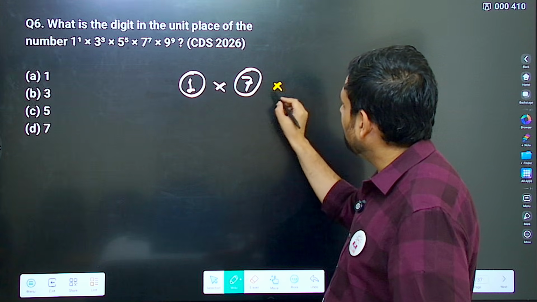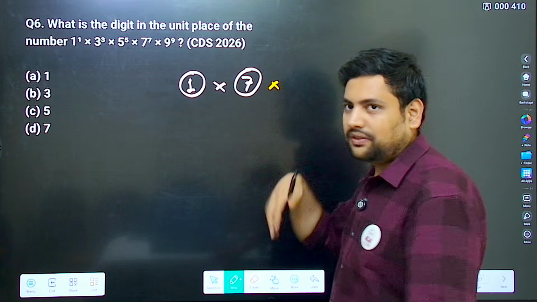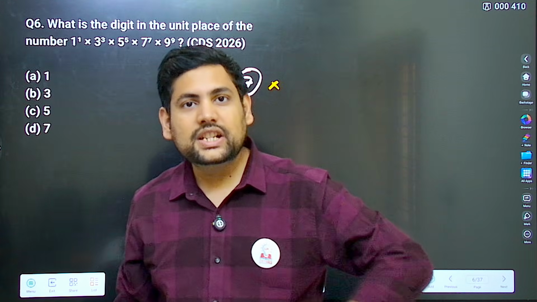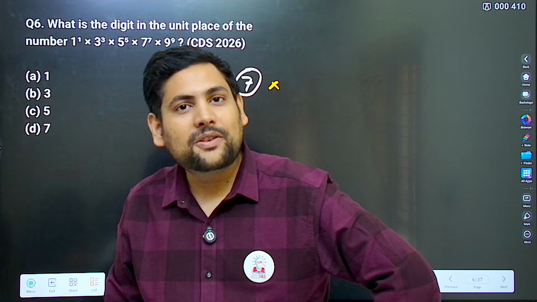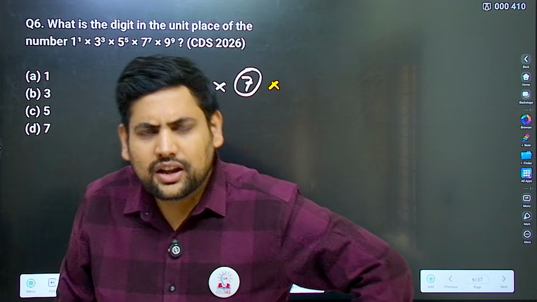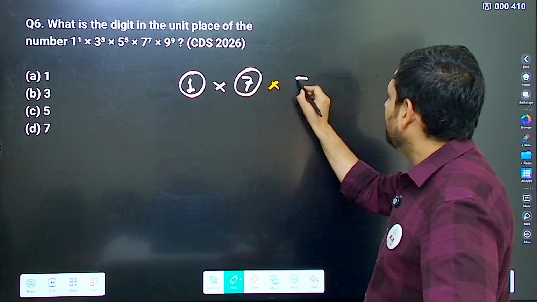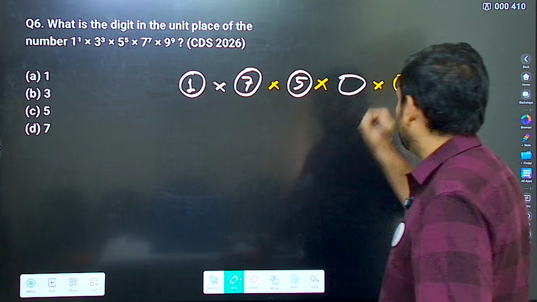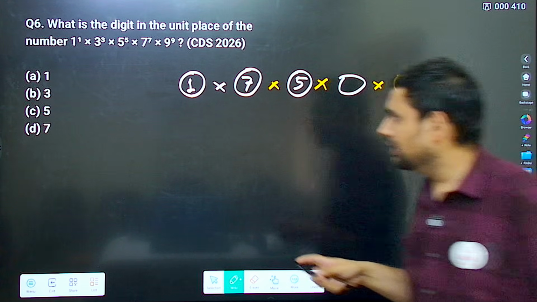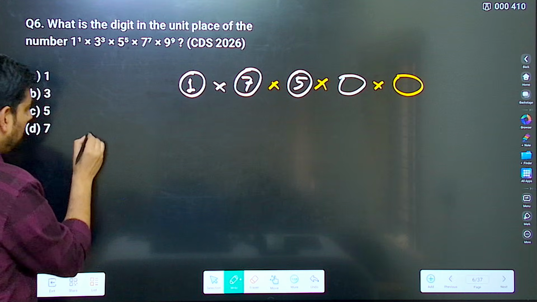Now one beautiful thing I got. See, any power of 5 always ends with 5 itself. 5 power 1, 5. 5 power 2, 25. 5 power 3, 125. 5 power 4, 625. Always ends with 5. So here the last digit will be 5. Next does not matter. Why? Understand this. Always remember this.